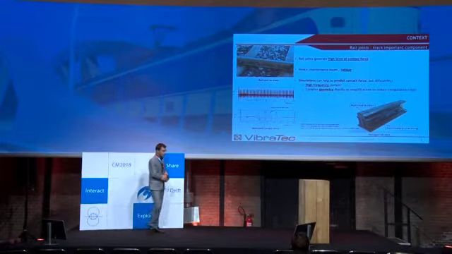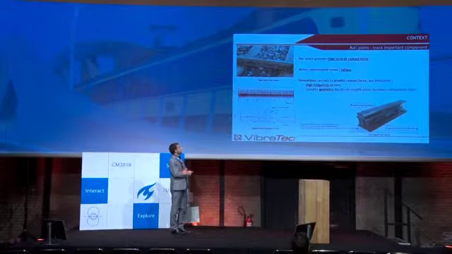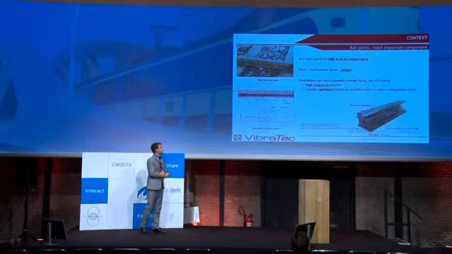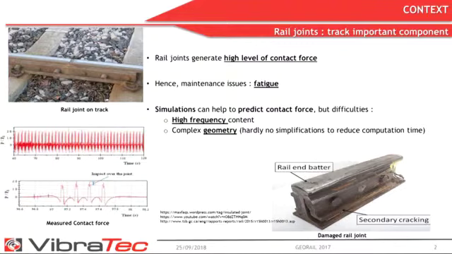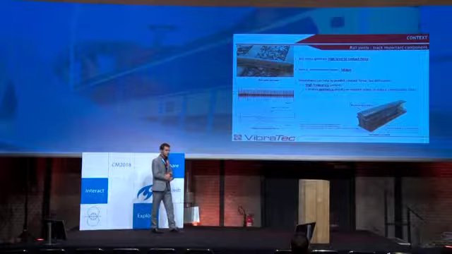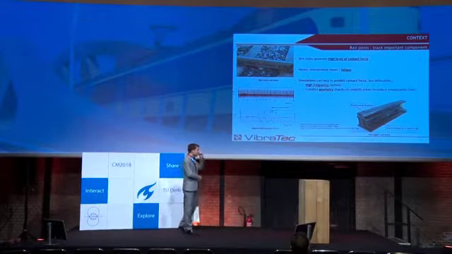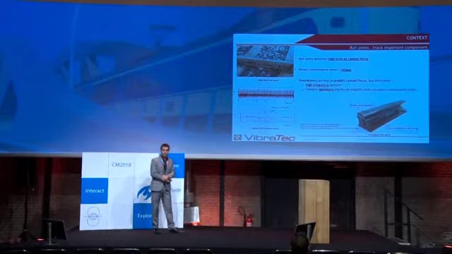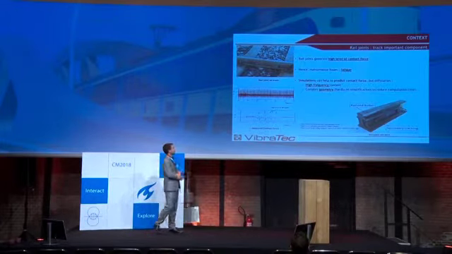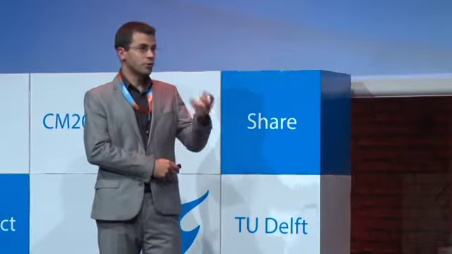So rail joints, well, a few words about rail joints. They generate a high level of contact force, and regarding simulations, this means that we need high frequency content, so you need to have computational effort. And also the geometry is complex, so you need to account for a really precise geometry model. So this pushed us to use 3D modeling and finite element.